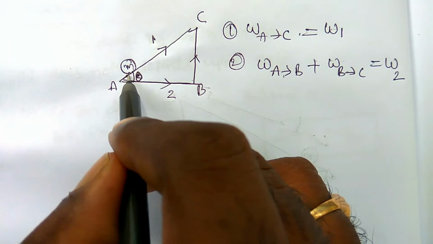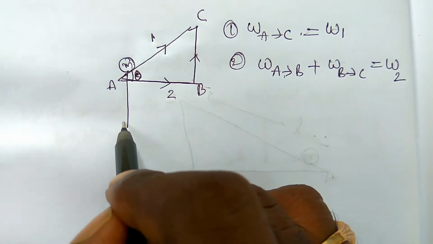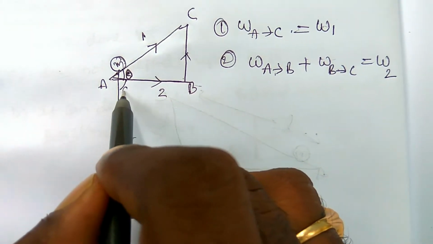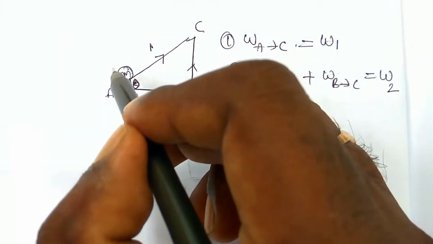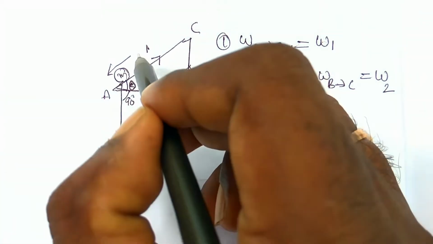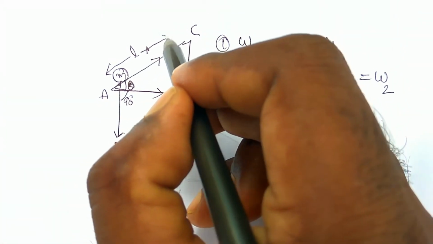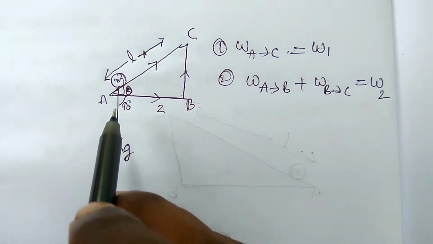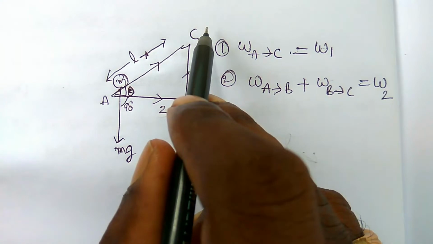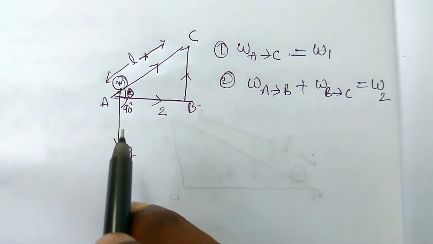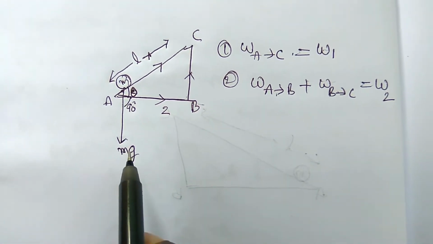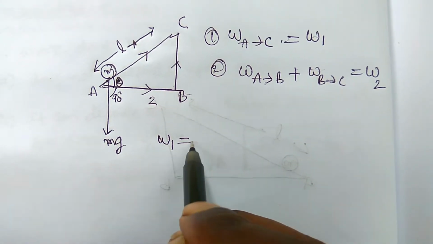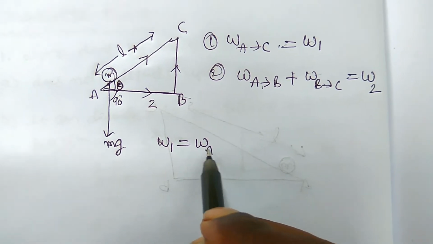The weight of the body acts downwards, that is mg, right? So here the angle can be 90 degrees, and the length of the inclined plane, let it be L. Here the weight is acting downwards and the object is moving upwards. Both are equal and in opposite direction, so the negative sign will occur. So that is W1, nothing but the work done from A to C.